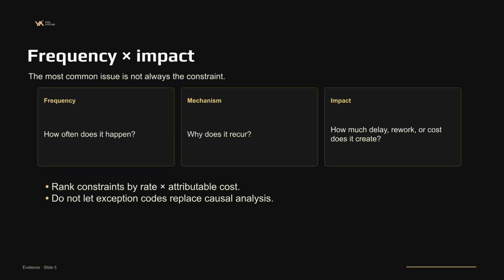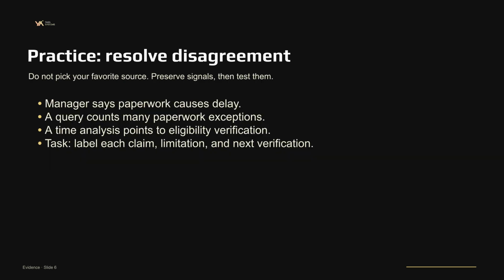When analyzing frequency and impact, remember that the most common issue is not always the constraint. A rare but critical issue causing significant rework may matter more than a frequent, minor annoyance. Practice resolving disagreements by focusing on the data. Do not simply defer to the most senior source. Preserve all signals and test them against a specific population and time window.